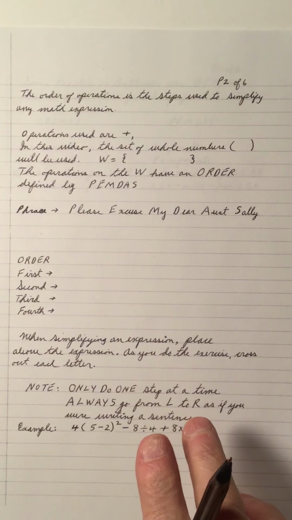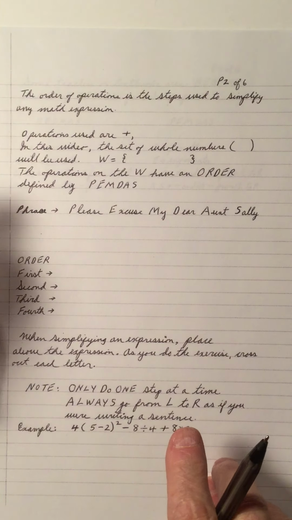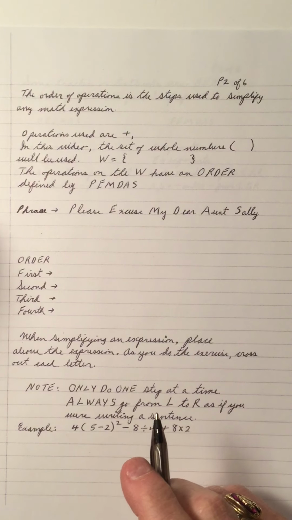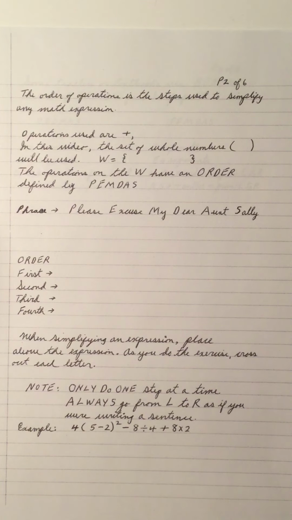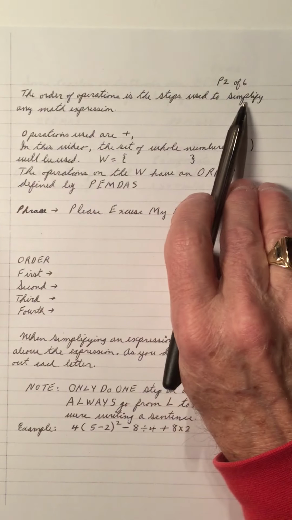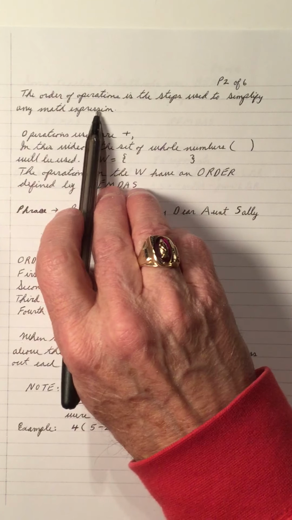The order of operations is extremely important in math because without it, working out algebra, evaluating, and working out expressions cause a lot of problems. So it's extremely important to learn about the order of operations. The order of operations is the steps used to simplify any math expression.